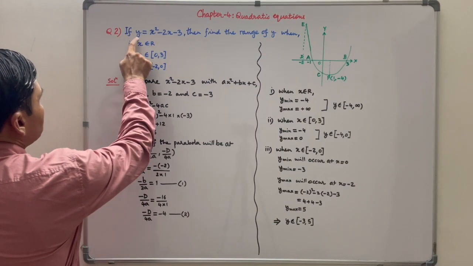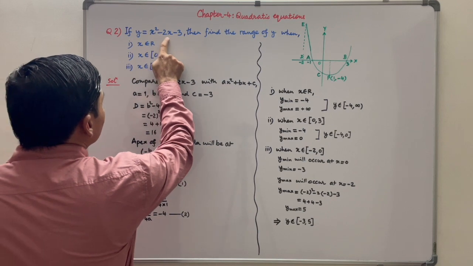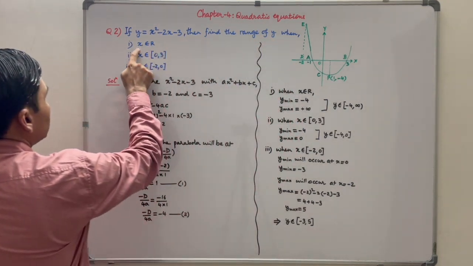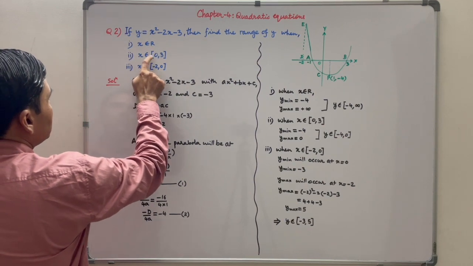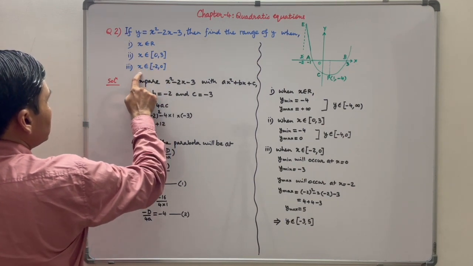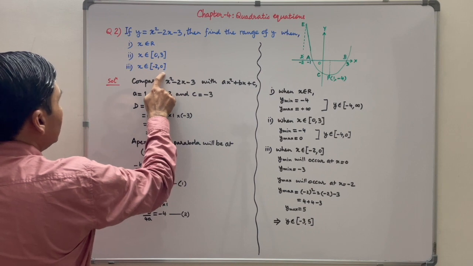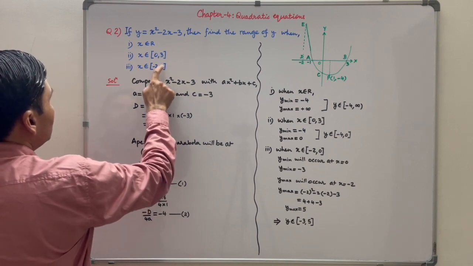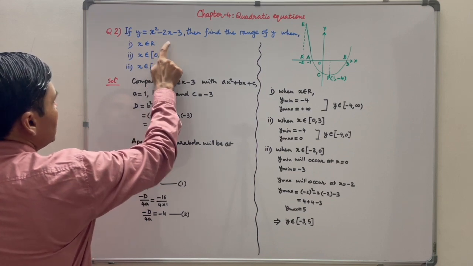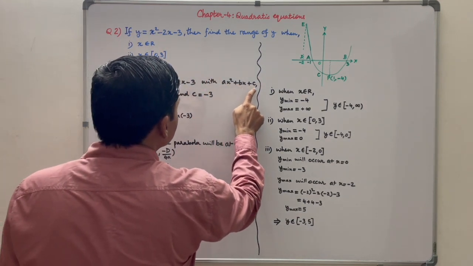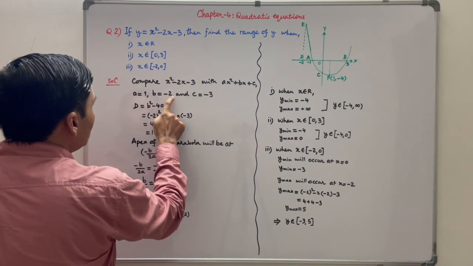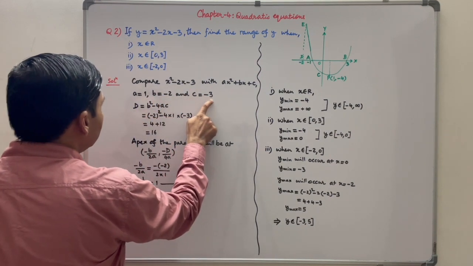Second question, if y is equal to x square minus 2x minus 3, then find the range of y when x is real, when x lies between 0 and 3, and when x lies between minus 2 and 0. We can solve this question easily by drawing the graph. First, compare the given expression with ax square plus bx plus c. So a is equal to 1, b is equal to minus 2, and c is equal to minus 3.